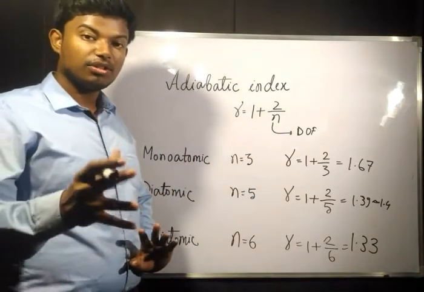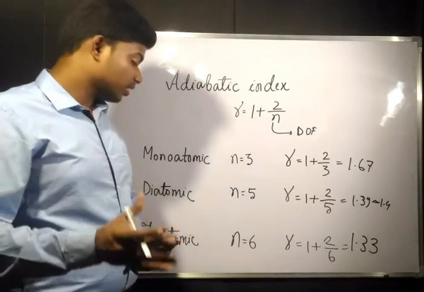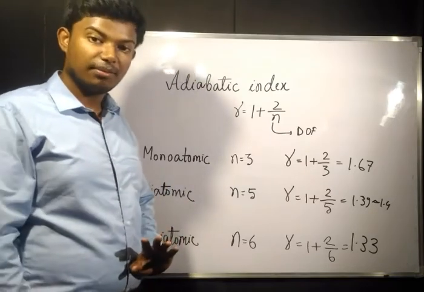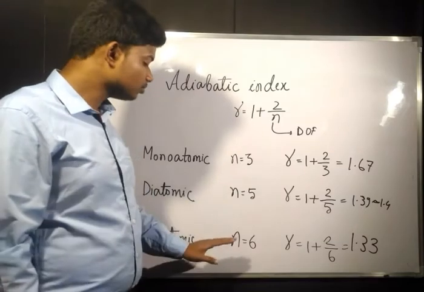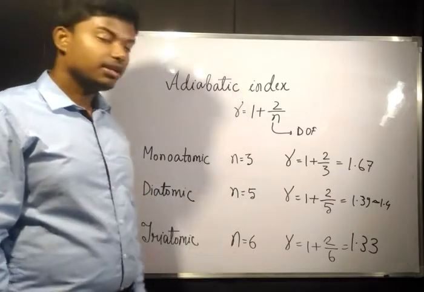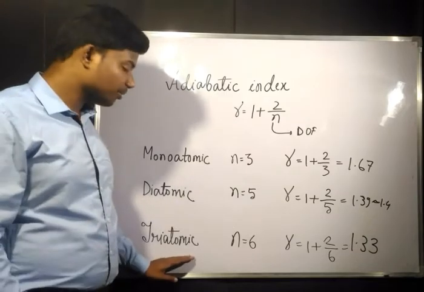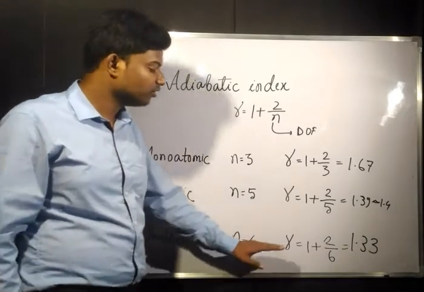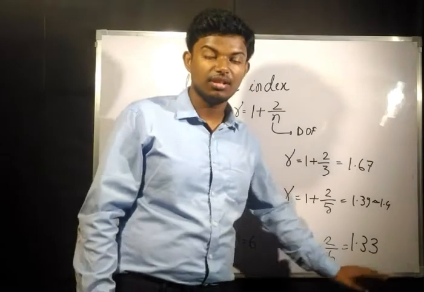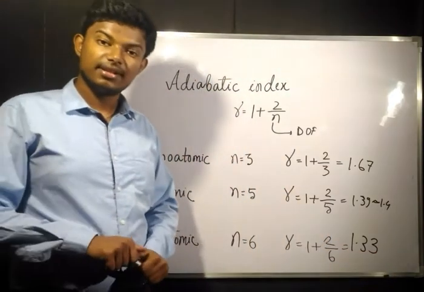Now suppose in a question it is given: for carbon dioxide, what is going to be the gamma value? You can find it in this way. Carbon dioxide containing 3 atoms will come under triatomic gas. n is equal to 6. You put it here, 1 plus 2 by 6, you will get the value of 1.33.